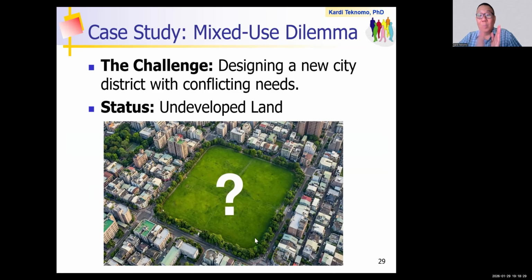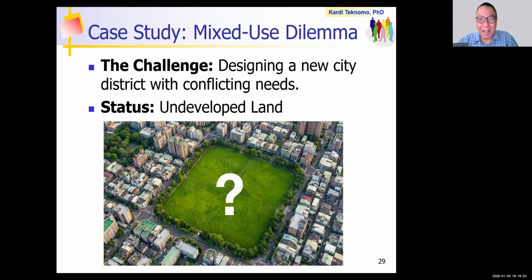Okay. So we are going to solve a real planning problem together. Imagine you are the chief planner of the new district here. You have the empty land and you need to zone it. Of course, the mayor wants tax money, and the citizens want housing, and the engineers worry about traffic. So let's see how we can make everyone happy.